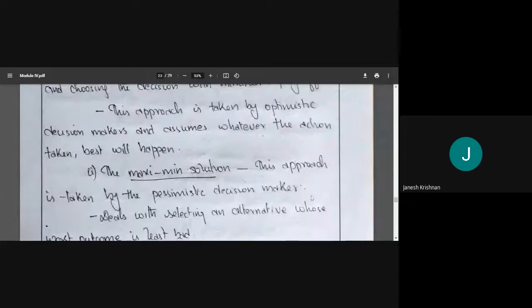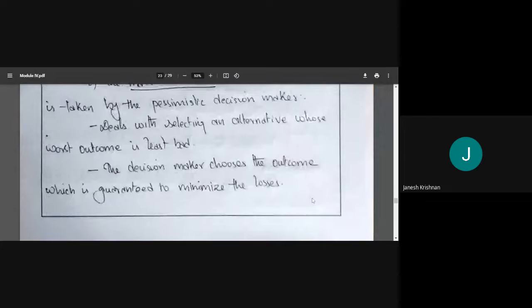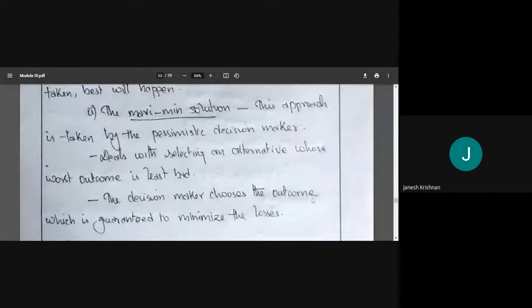The second one is the maxi-min solution. Maxi-min, so maximum and minimum. This approach is taken by the pessimistic decision maker. Here the decision maker selects an alternative whose worst outcome is least bad. Again, we have four alternatives: A, B, C, and D. For A, what is the worst outcome?